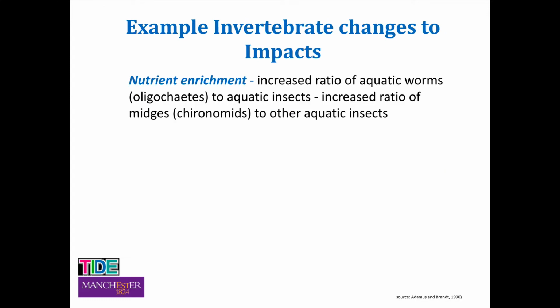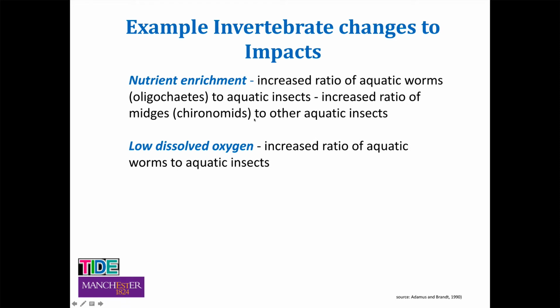So for example, some of the changes that invertebrates show when there's been an impact. Nutrient enrichment. If you have nutrient enrichment, very often you see an increase in the ratio of aquatic worms to aquatic insects. So that might be something very straightforward that you could look at. Another metric you could look at was increased ratio of midges, in other words chironomids, to other aquatic insects.